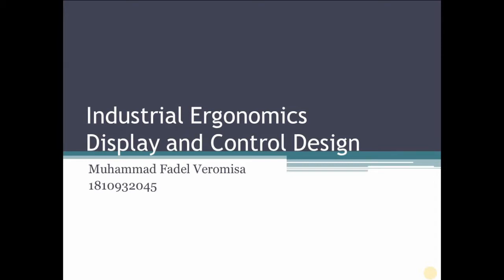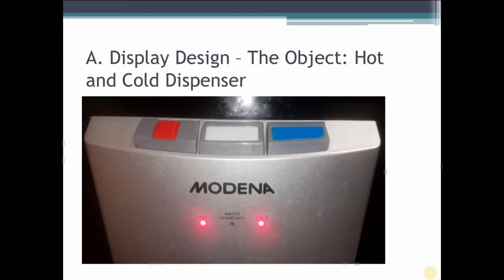My name is Muhammad Fadil Ferumisa and my BP is 18109320045. I am from class A. So the first part is display design, and the object that I have chosen is this hot and cold water dispenser. This water dispenser has three functions: for hot water, normal water, and for cold water. And it has three warning lamps: one for hot water, one for water shortage, and one for cold water.